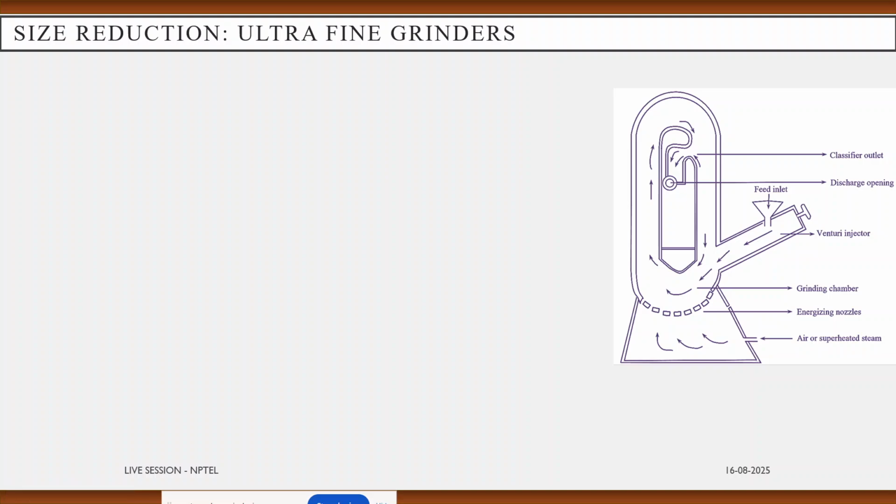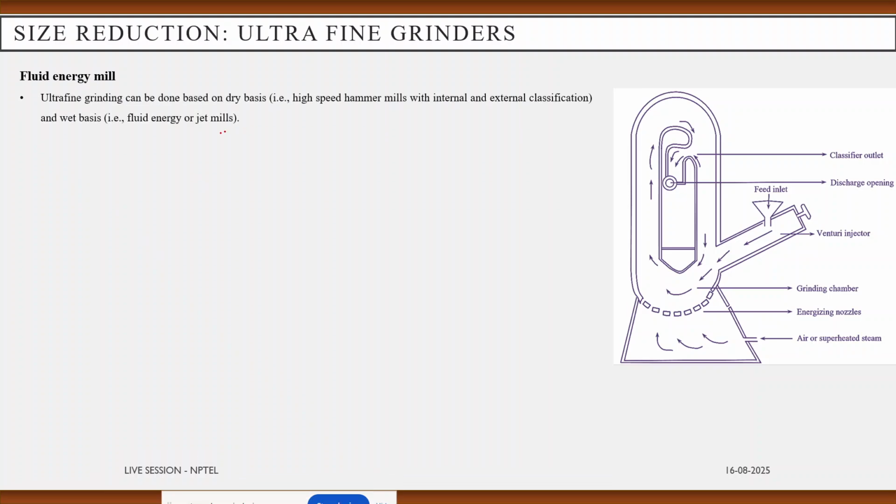So in the next part, we are going to learn about ultrafine grinders. In the ultrafine grinders, this one is the fluid energy mill. Very interesting to know that ultrafine grinding can be done on a dry basis, or it can also be done on a wet basis. In the fluid energy mill, we generally do wet basis ultrafine grinding, and using the hammer mill with internal classification, we do dry basis.